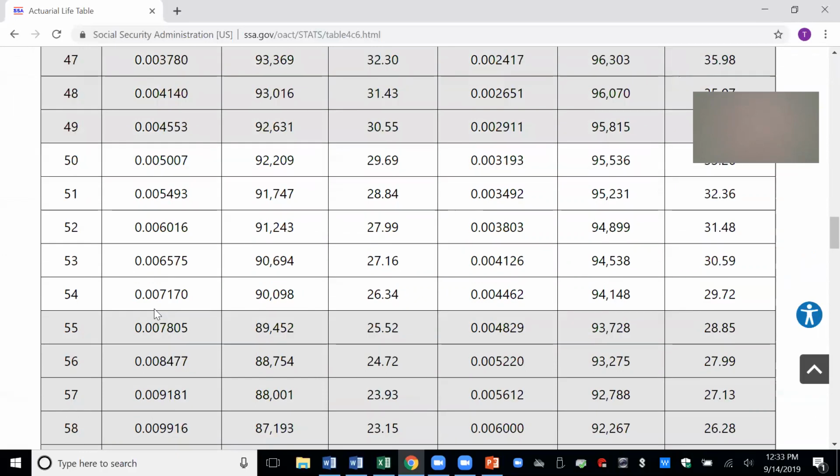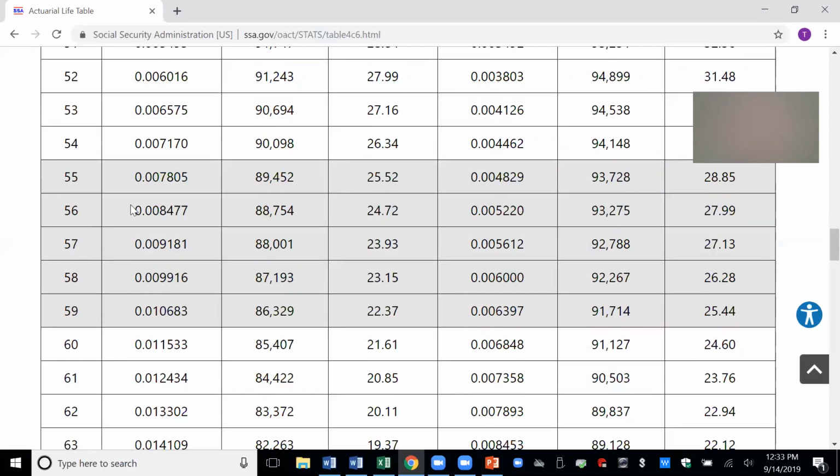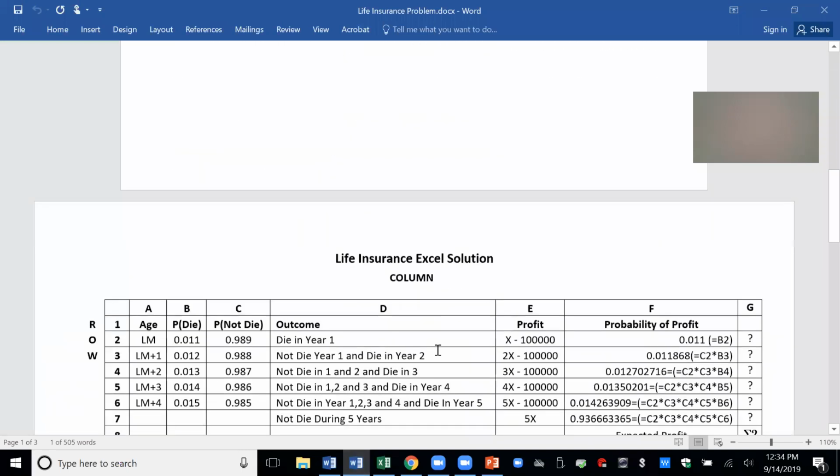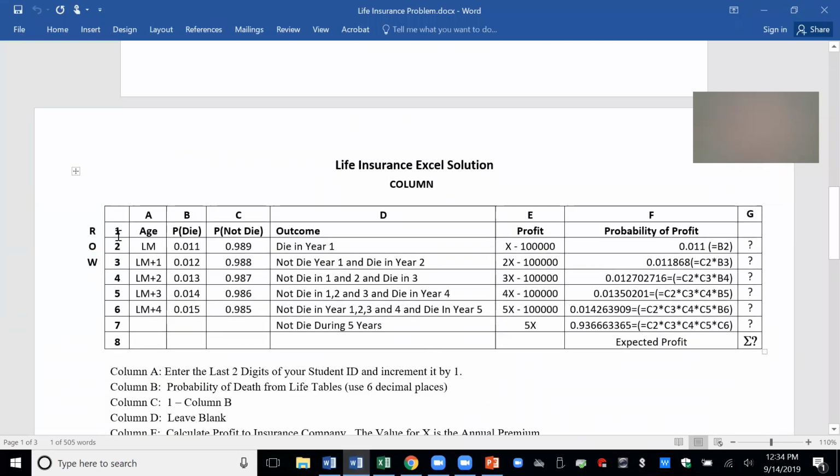So I did the example for somebody who's 56, and so I grabbed these values here. I need these probabilities for death. I'm a male, so I grabbed these. Females I would have grabbed over here. And what you're going to do is construct an Excel spreadsheet.